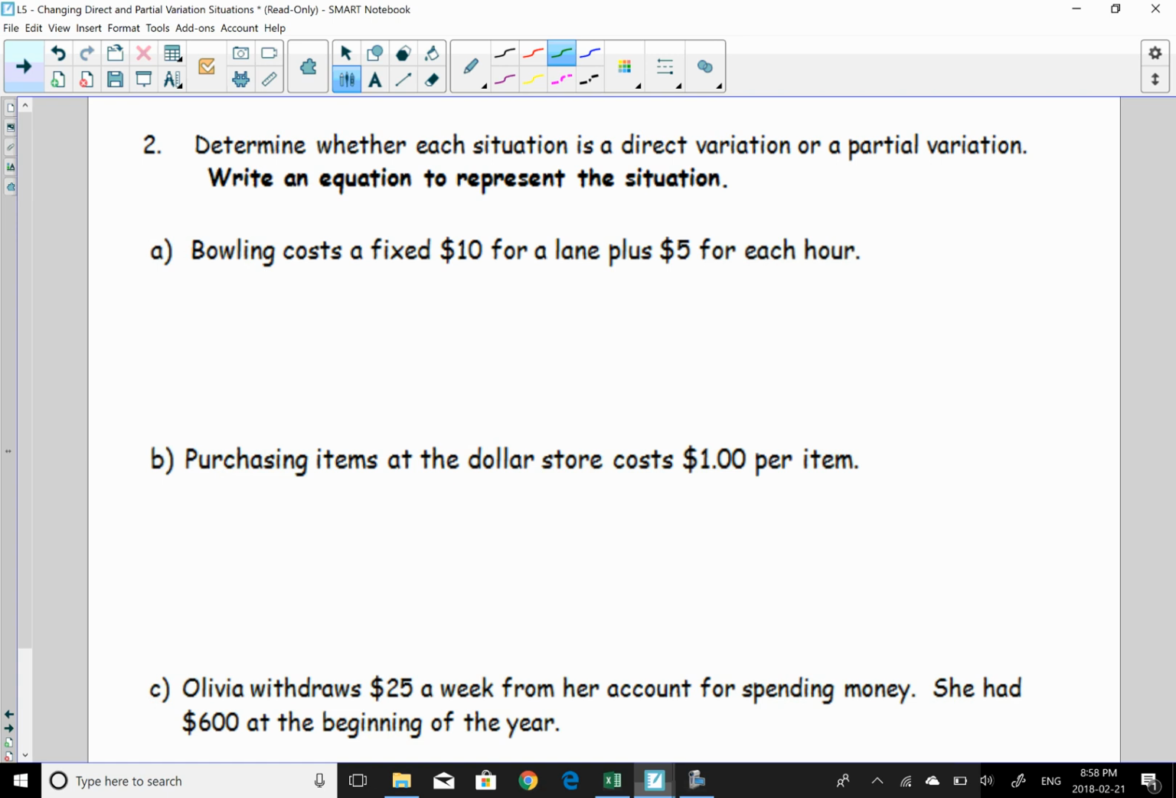So example 2 is determine whether each situation is a direct variation or partial, and then we're going to write an equation to represent the situation. So remember, partial variations, when our independent is 0, our dependent or our y is not 0. Whereas for direct variations where our independent is 0, the dependent will be 0. As soon as you have a fixed cost, that's going to tell you it's partial. So bowling costs a fixed cost of $10. So that's right there, tells me my vertical intercept.